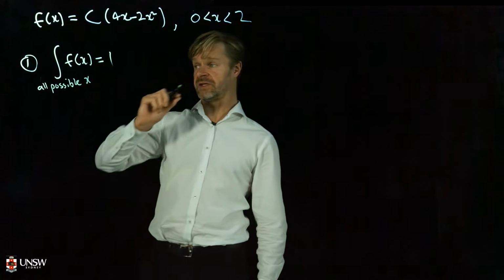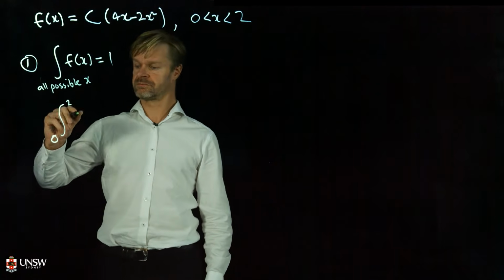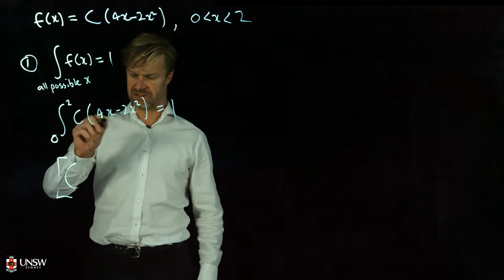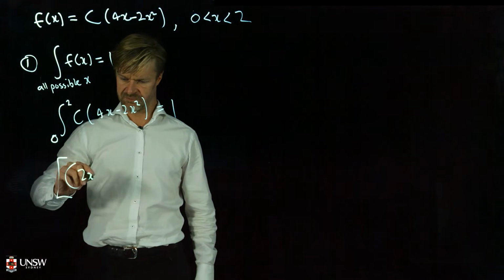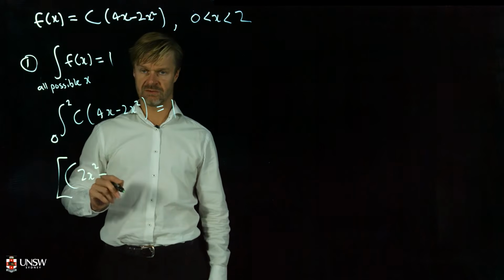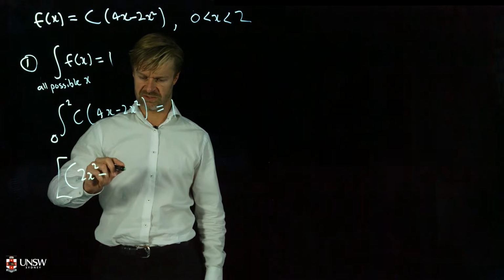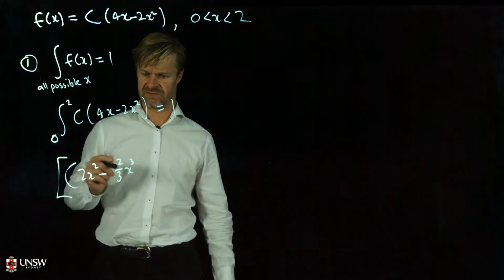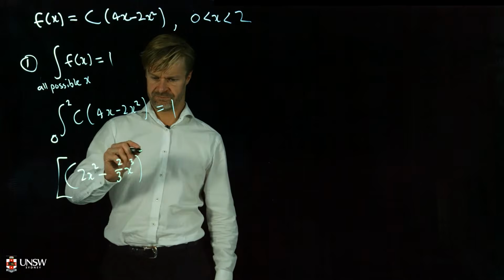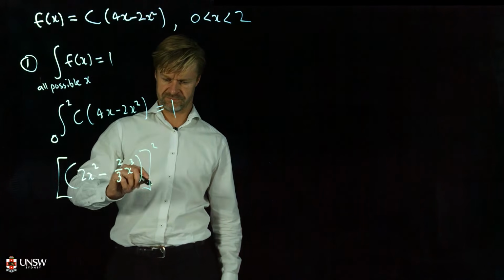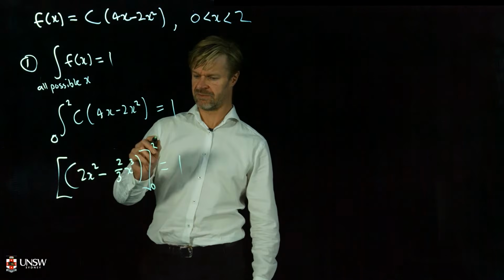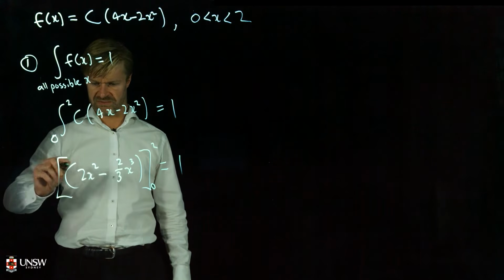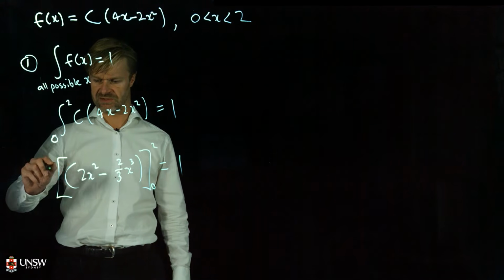In this case, all possible x is from 0 to 2. So we integrate this. We'll integrate 4x, you get 2x squared. Integrate 2x squared, you should get an x cubed divided by 3 times 2, 2/3 x cubed. And that evaluated at 2 and 0 gives you an answer of 1. So, times c. I should have put times c. I'll bring the c out here actually.